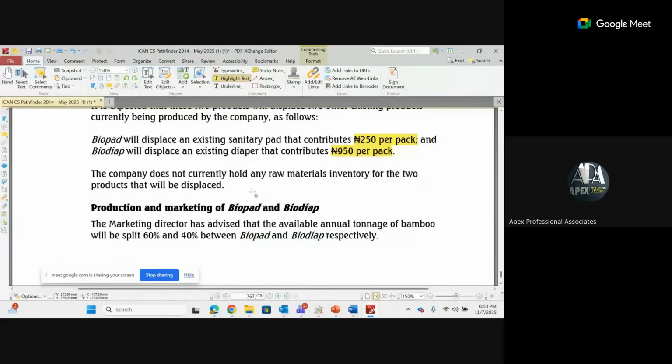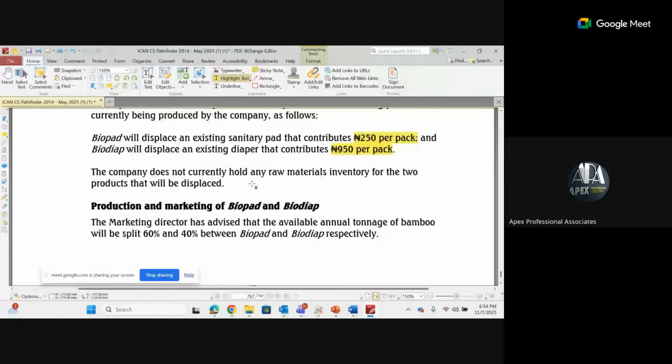If they currently have a raw material that is in production, we will lose that raw material because the raw material will be redundant. We cannot use them. So the only option is to dispose them, which may also include some costs, or to scrap them. But in this case, there's nothing like that. Why? Because there is no raw material for those products that we are displacing.